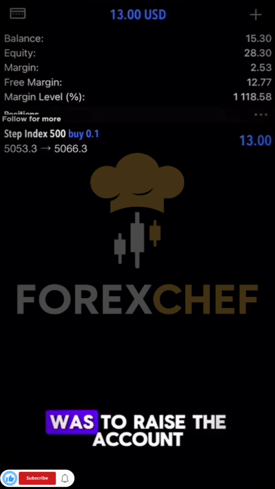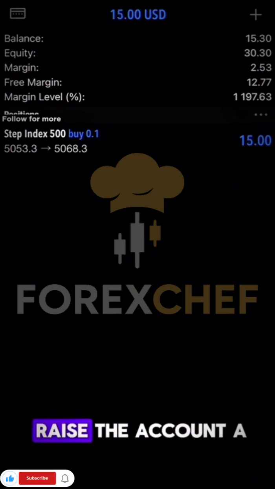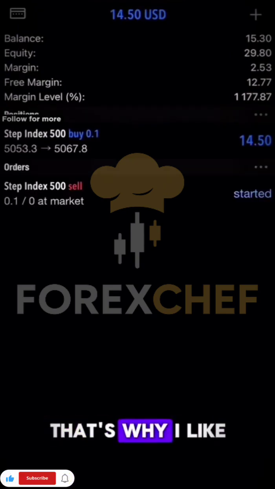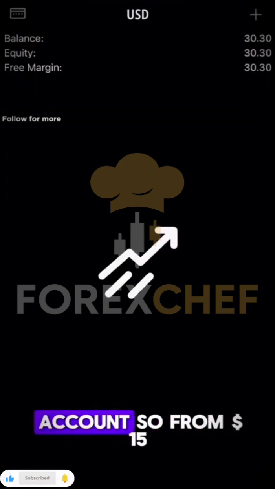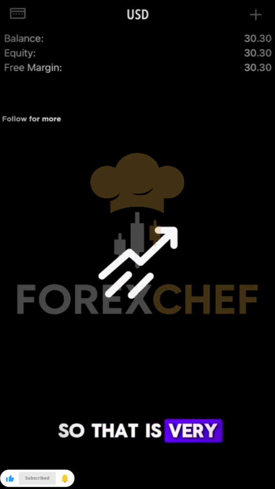So here the goal was to raise the account, so obviously I was playing on highly volatile pairs so that I could raise the account much quicker. Step Index is much more volatile, that's why I like it. Only 10 cents, it will double your account. So from $15 we are in $30, so that is very good for us.